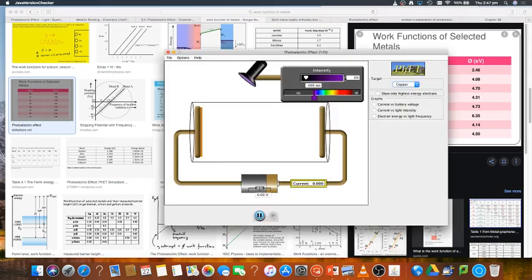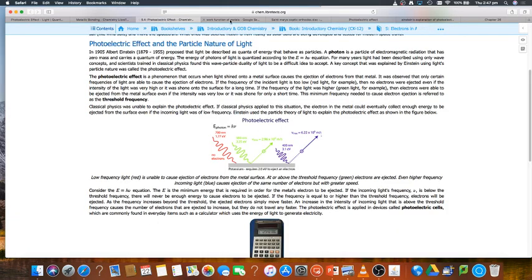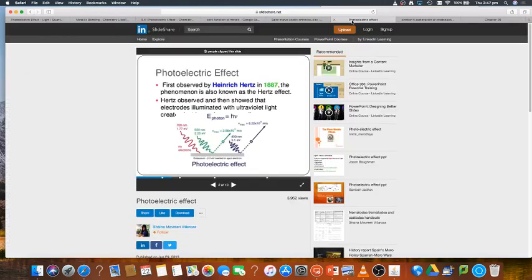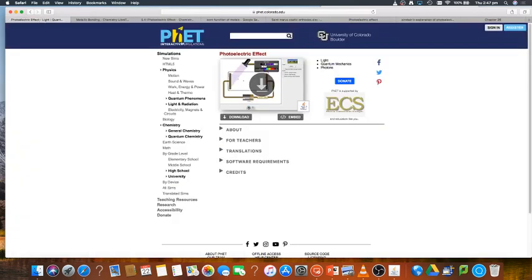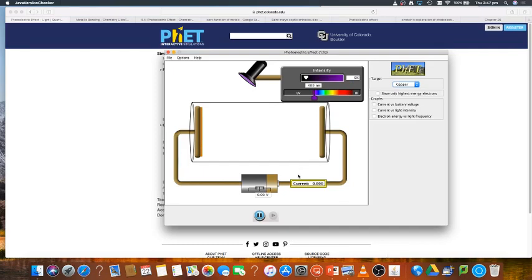Now this application is one that's offered by PhET, which I'll show you the website. Again, link in the description. So, interactive simulations. And this is nifty because we can actually observe the electrons moving past in real time.